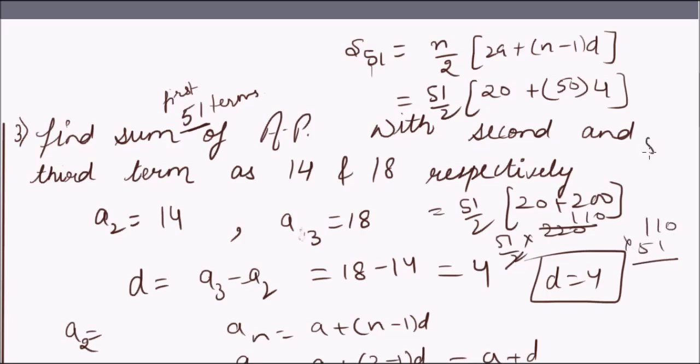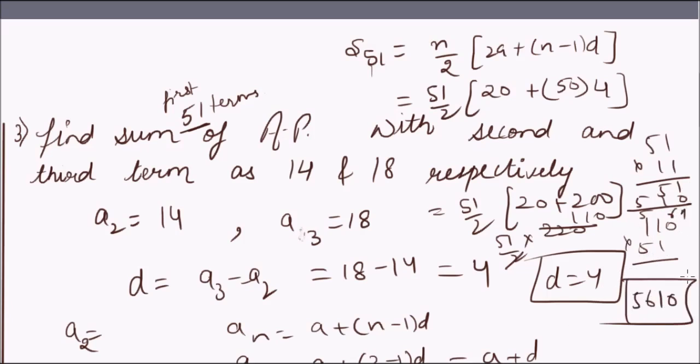Now 51 into 11 is 510 plus 51, that is 561. Thus the product will become 5610, which is the required answer. That is, the sum of first 51 terms of the given AP is 5610.